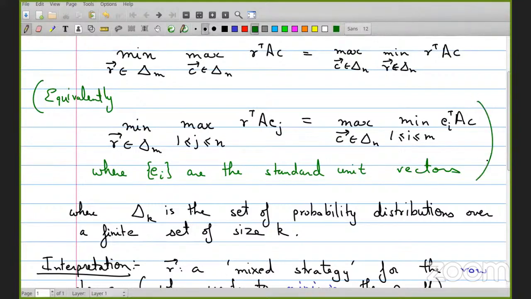So, okay, is this correct? How many people think this is not correct? Can you raise your hand? Okay, so among those who think that it's correct, one of them should be giving a proof. Ishan, maybe? I'm still trying to figure it out.